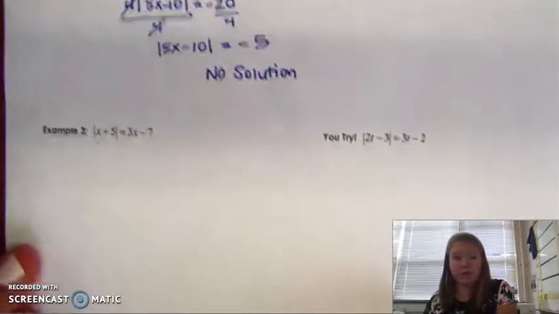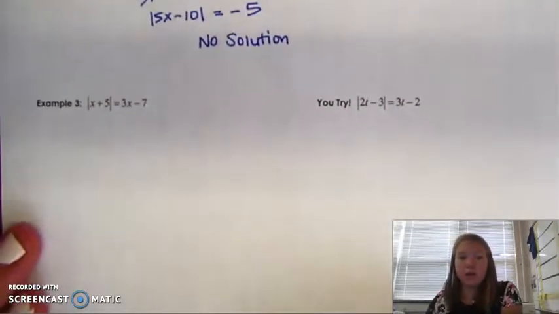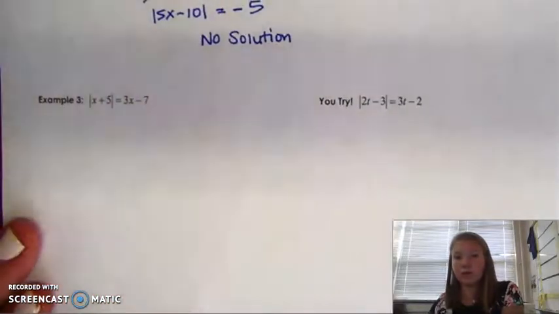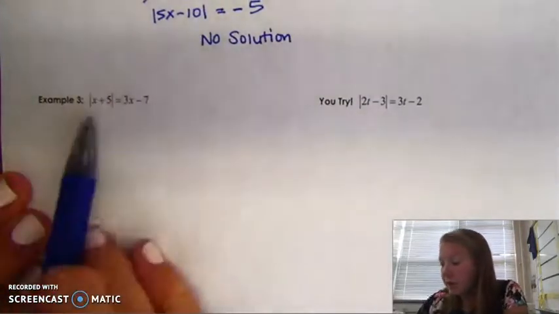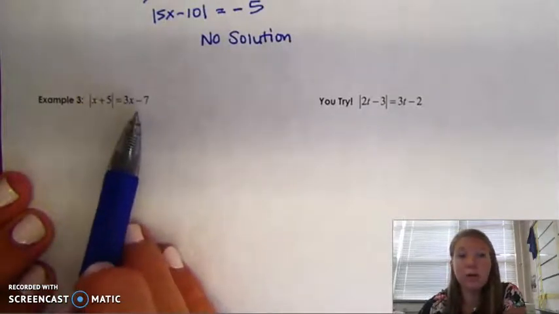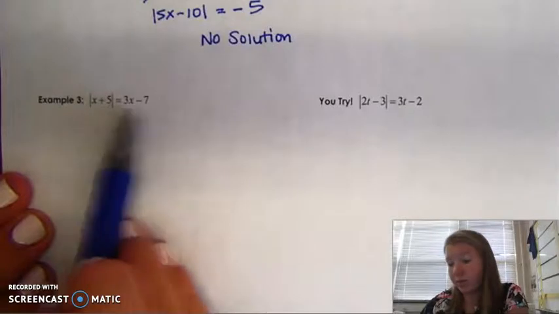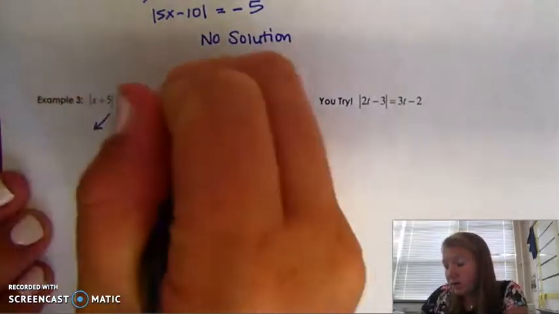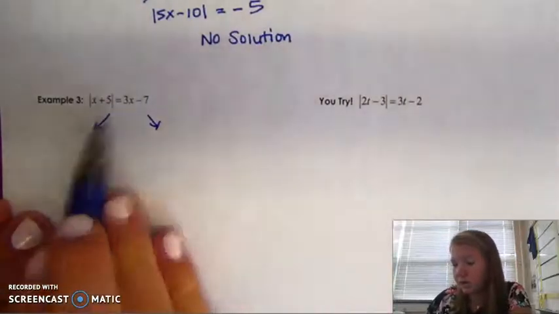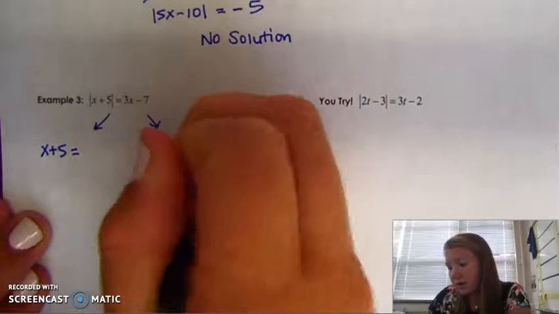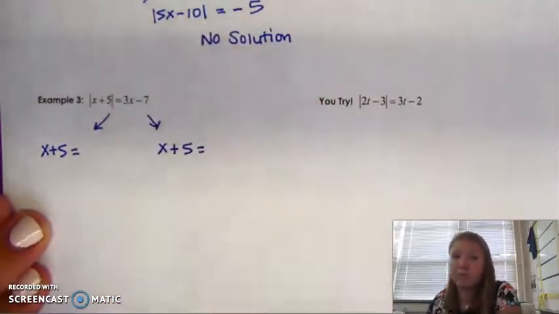All right, and then two more examples. I'll actually just do this one with you and then leave this one for you to try. So this example, absolute value is already by itself, but notice that we're not equal to just a number. We have an algebraic expression on the right-hand side as well. So the way that we're going to set this up is we're going to take x plus 5 out of the absolute value bars, and that's going to be the left side of both equations.